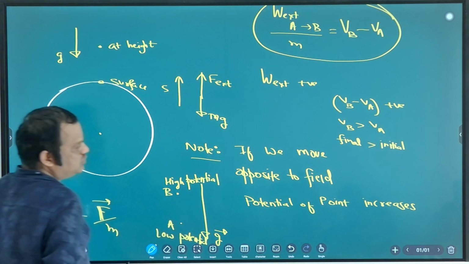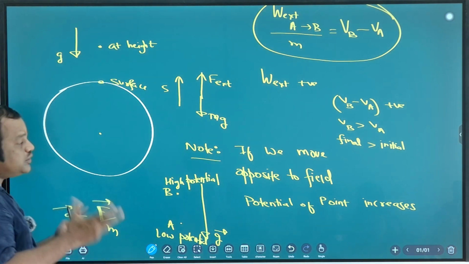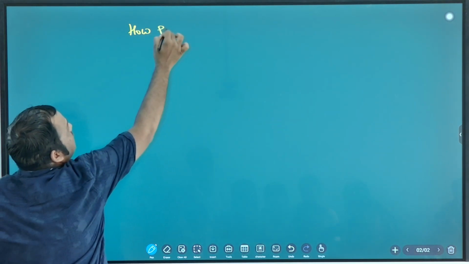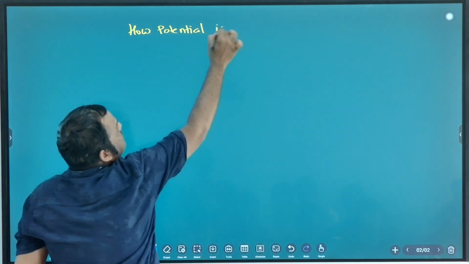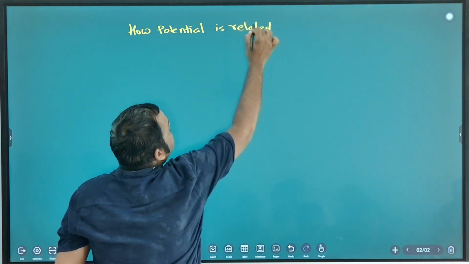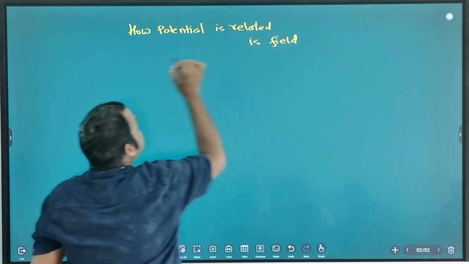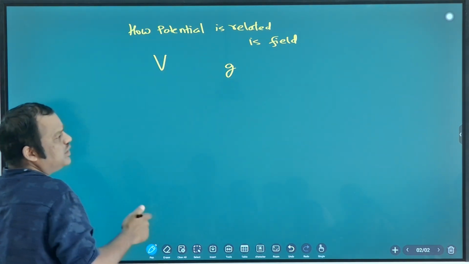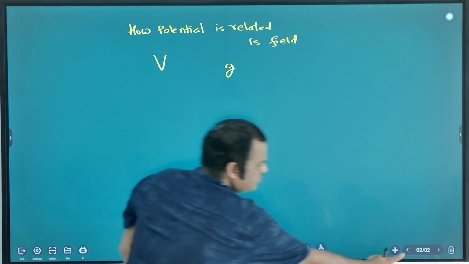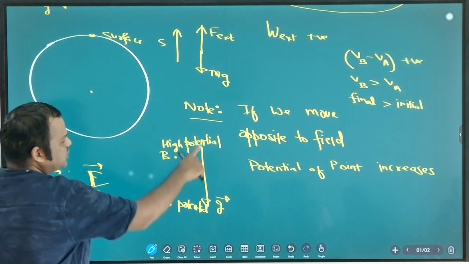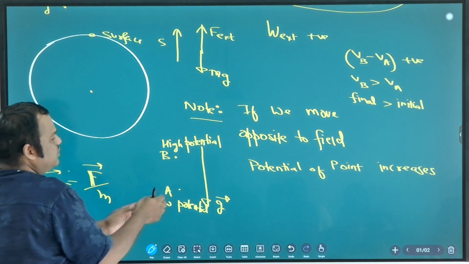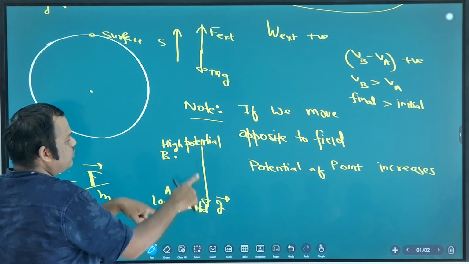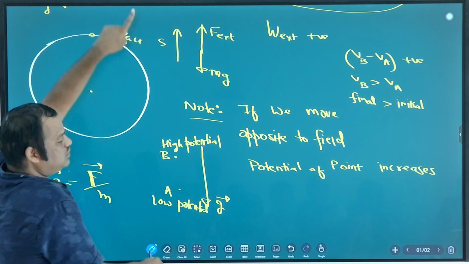So understand this, okay? Note down how potential is related to field. V and G, how are they related? Just now you discussed. Direction of field is downward. So if you move along field, potential decreases. If you move opposite to field, potential increases.